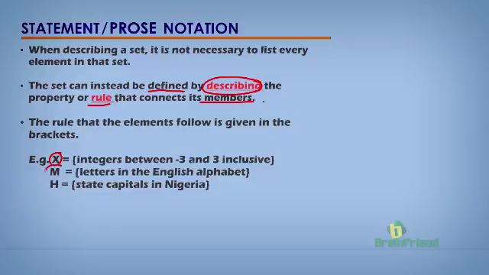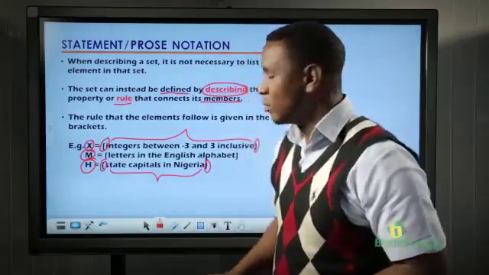M is another example, where M is the set of all letters in the English alphabet, and H is the set of all states capitals in Nigeria. So once again, we'll see the rules that bind our sets together listed in between our curly brackets. Okay, let's take some examples.